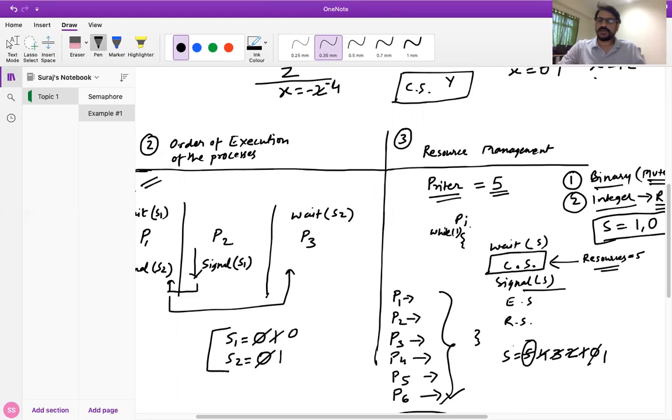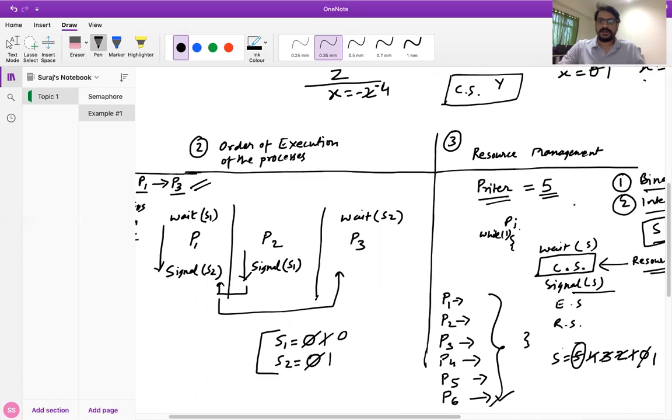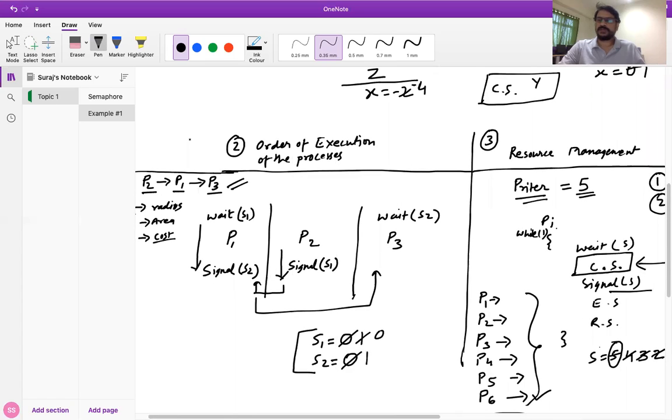So there are two types of semaphore. One is called binary semaphore, which is also called mutex. Another is called integer semaphore, which will be used for your resource management. Okay, and about that we have seen in the last class.